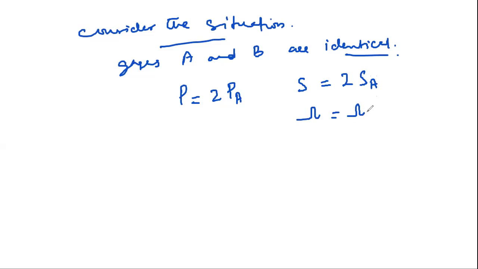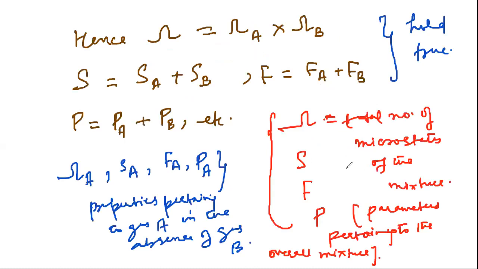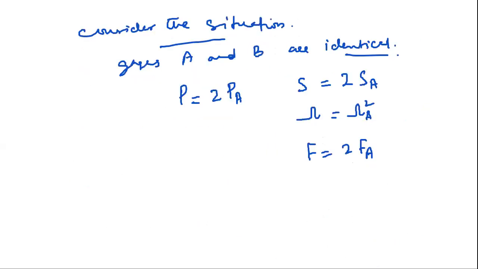We expect this as sigma A into sigma A, that is sigma A square. We expect F, free energy of the mixture, as twice FA. We expect the same equations will work. We make sigma B as sigma A, it will become sigma A into sigma A, that is sigma A square. We replace SB by SA, FB by FA, PB by PA, and we get this, right?